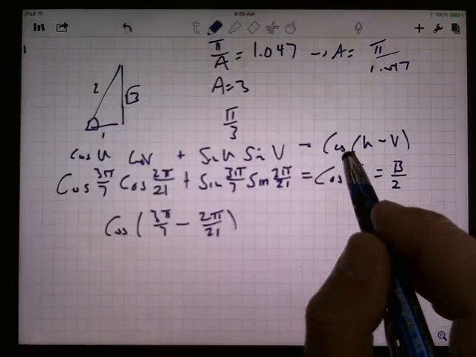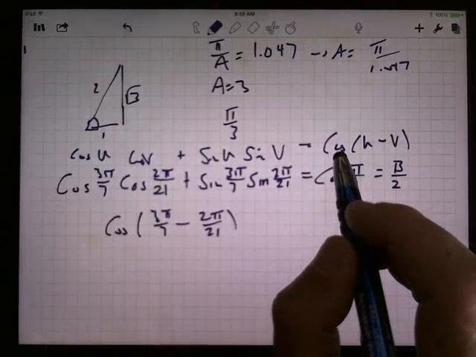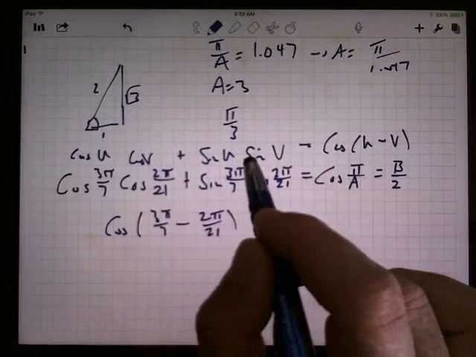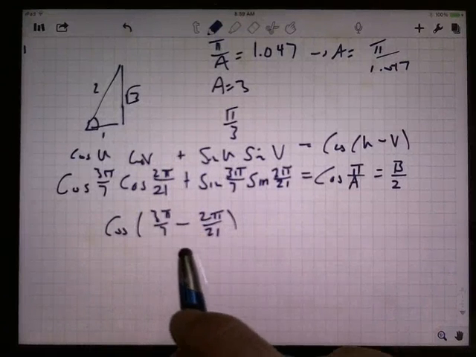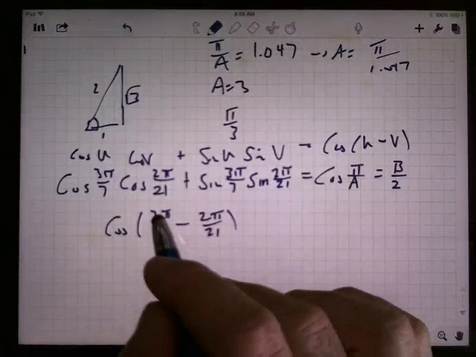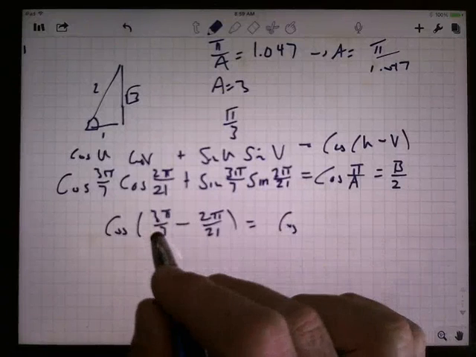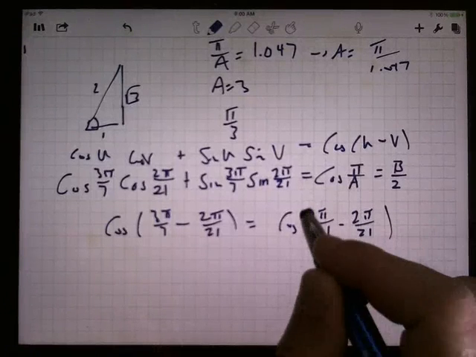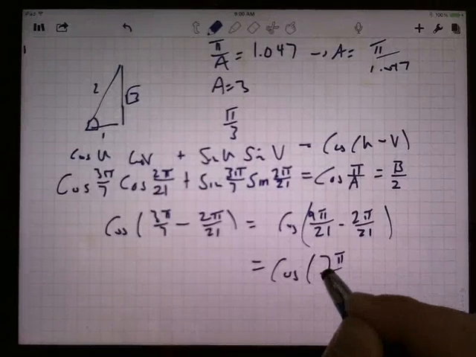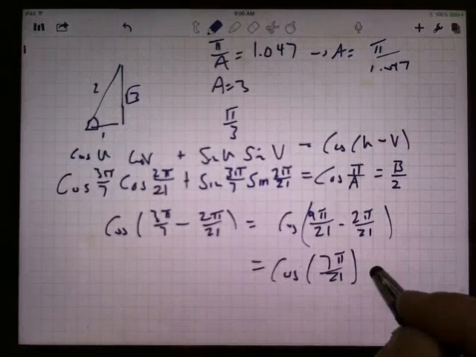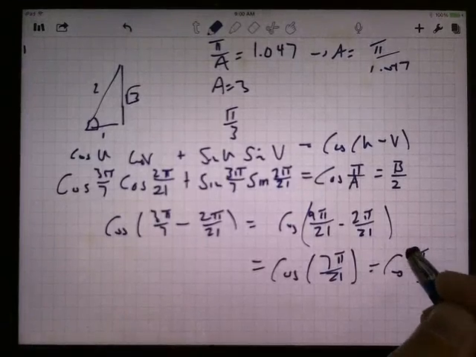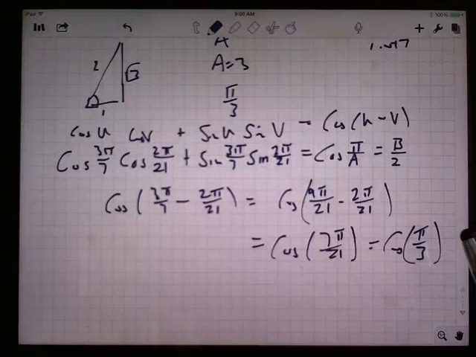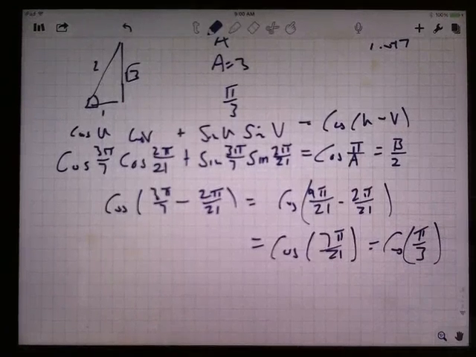And that's what this identity is saying: if you subtract the two angles and then take the cosine, that's the same thing as taking the cosine of each angle and multiplying those results, taking the sine of each angle, multiplying those results, and then adding those two things together. So rather than doing this, I'm just going to do this. I can get a common denominator. This is now the cosine of, multiplying top and bottom by 3 here, 9 pi over 21 minus 2 pi over 21, which is the cosine of 7 pi over 21. But the 7 and 21 cancel, leaving a 3, which is just the cosine of pi over 3. And so there we are. Cosine of pi over A, so A is 3, and the cosine of pi over 3 is a half, which would be 1 over 2, so B is 1.